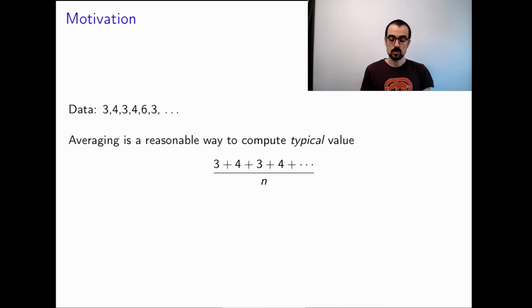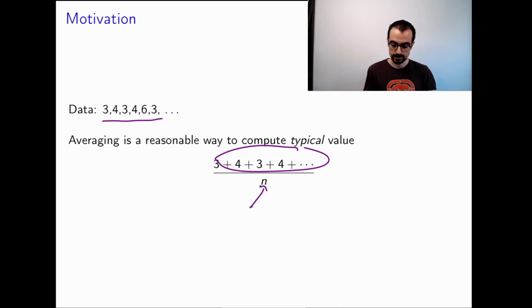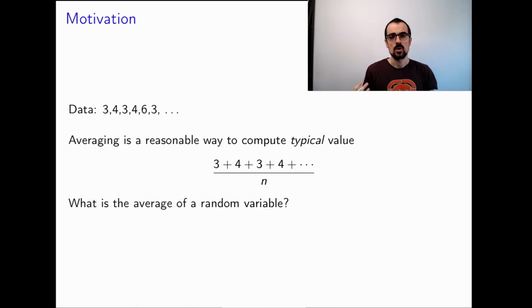Alright, so imagine we have a data set where each data point can take one of a discrete set of values, and then we compute the average. This is a very reasonable way to compute a typical value in the data set. So what do we do? We add all of these numbers and we divide by the number of data points. Okay? So now the question we're going to ask is, what if I want to consider what the average of a random variable is?